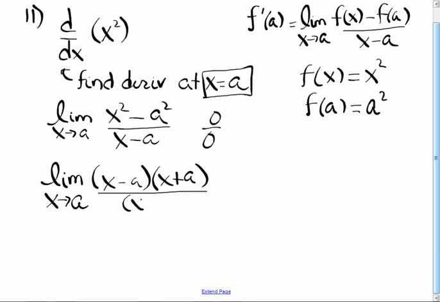What happens to the x minus a's? They go away. Substitute in a and you get a plus a, which is 2a.